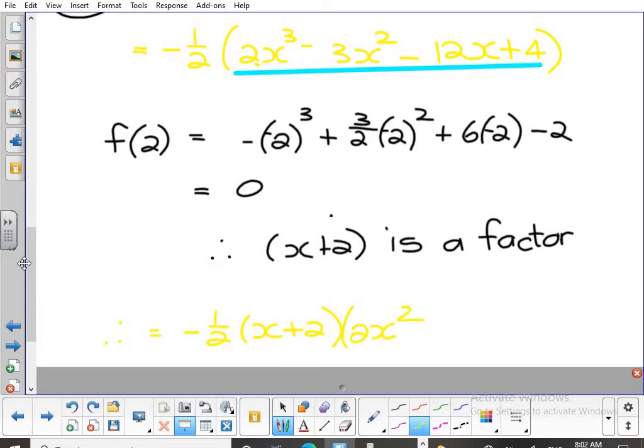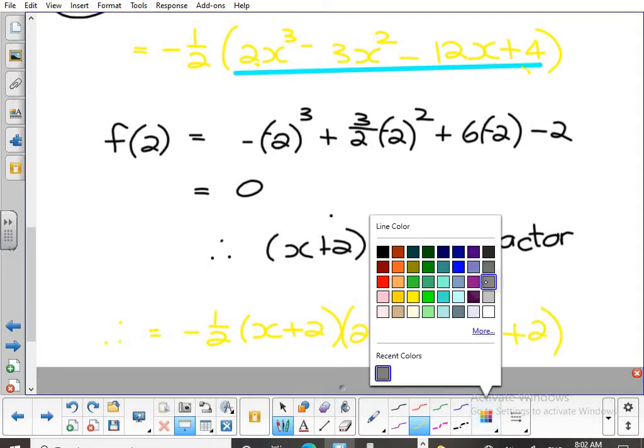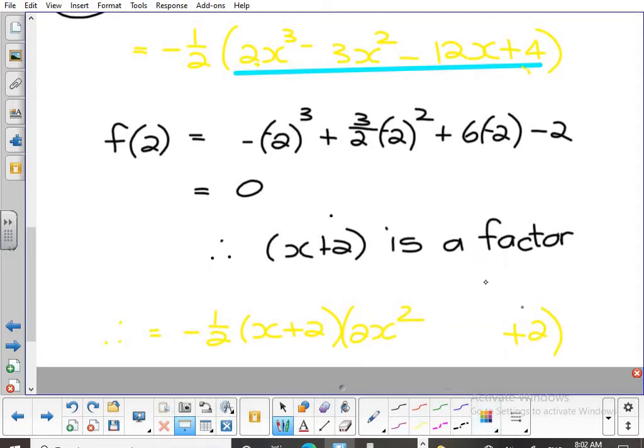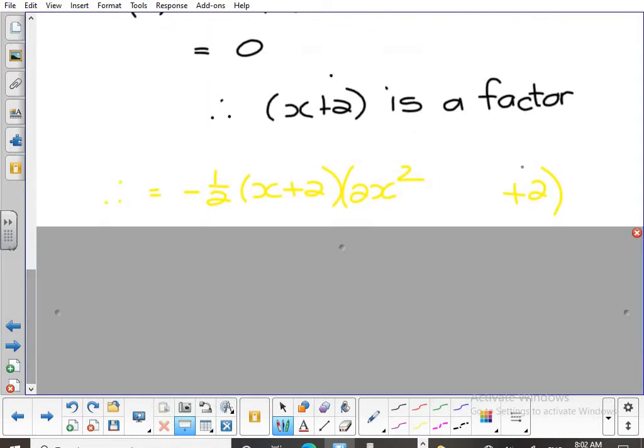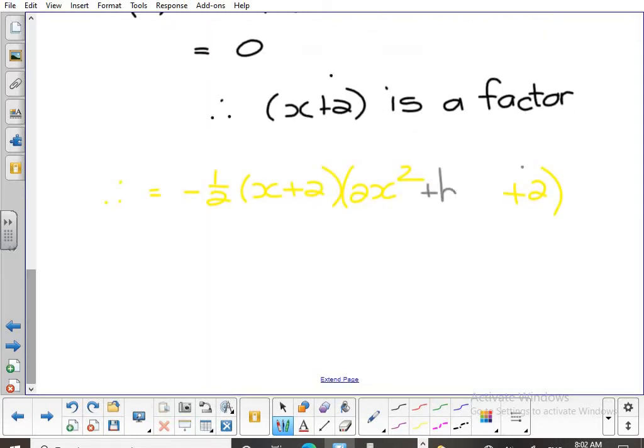Okay, with what should I multiply the plus 2 to get to that plus 4? And the answer must be positive 2. And then remember, in the middle, we just close this thing off. In the middle, there's going to be bx. What do I do now? I multiply those two and I multiply those two.